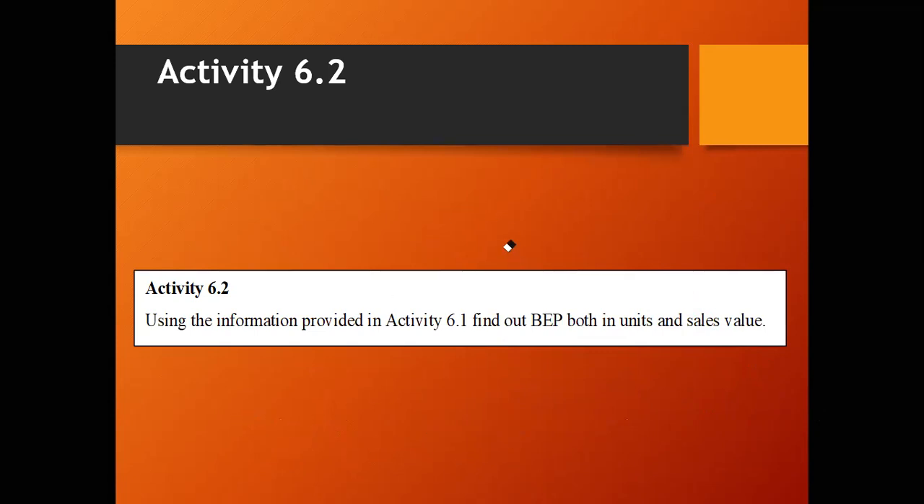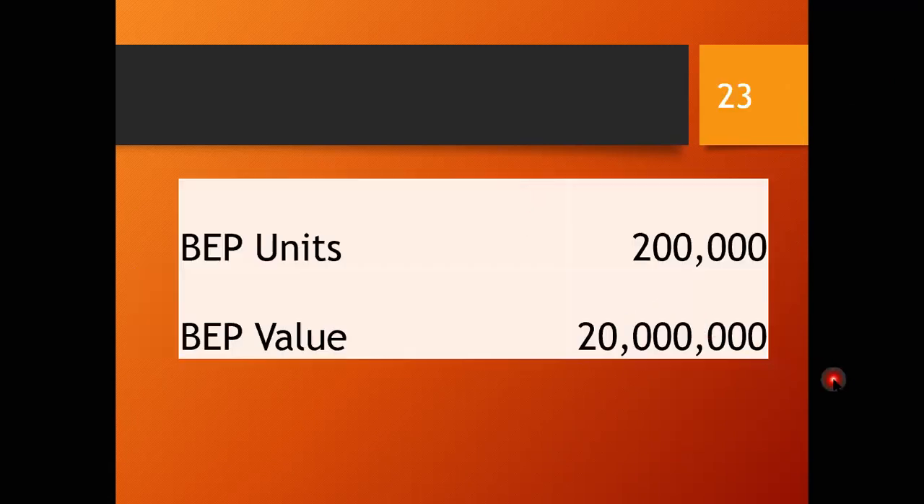Okay. Activity, using the same information, question 6.1. Find out the break-even point both in units and sales value. Yes, quickly. What is the break-even point? Yes, I hope that you did it. Okay, 200,000 units. And yes, value is 2 million. Thank you. Perfect. 200,000 units and value is 20 million.